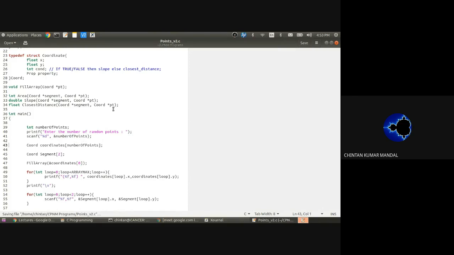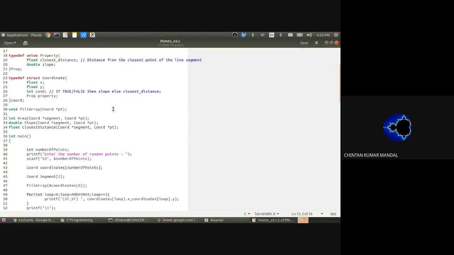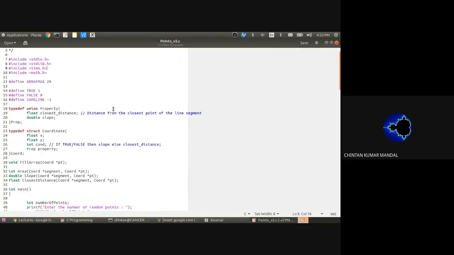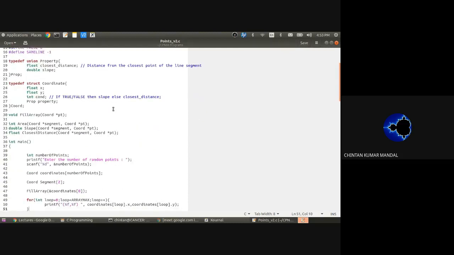In the previous example we had used the array max, which was a constant value. Before C99, everything with the array had to be a constant value. But from C99 onwards, they added this property that the size can be a variable.